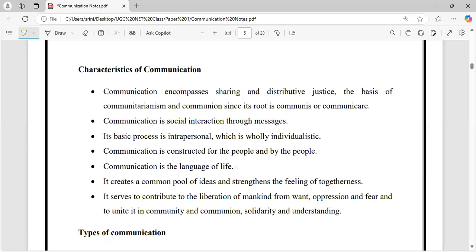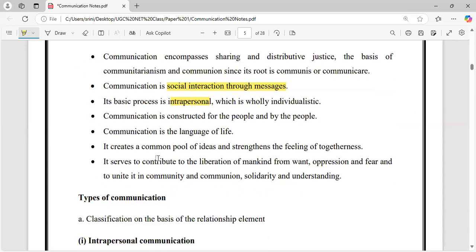Then, what are the characteristics of communication? Communication is social interaction through messages. Its basic process is intrapersonal, which is I am communicating with myself, individualistic. For example, my thought process, my thinking. Before sharing ideas, I am thinking how it works, and how I am making myself, and then praying to God and grieving myself, anger, like that. That's intrapersonal. Communication is constructed for people and by the people.